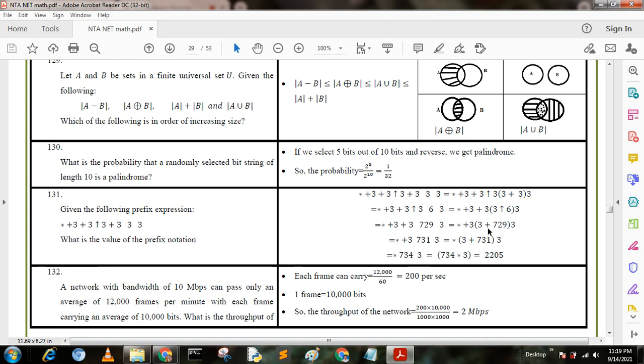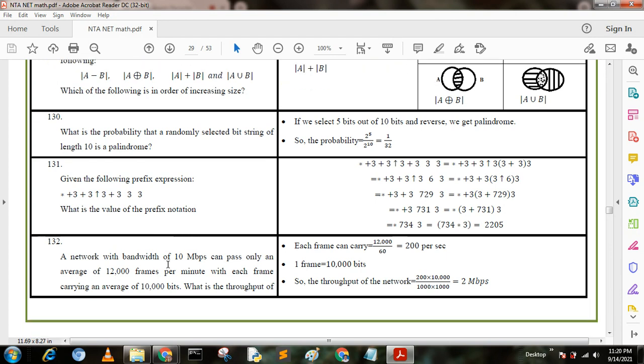We perform the addition operation between the two values and we get the value 731, and we can write it as star plus 3 731 3. We perform the plus operation between 3 and 731, that is star 734 3, and we get 734 star 3 equal to 2205. This is the required answer.